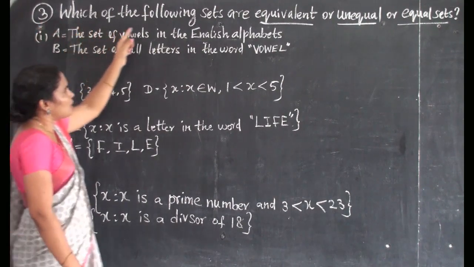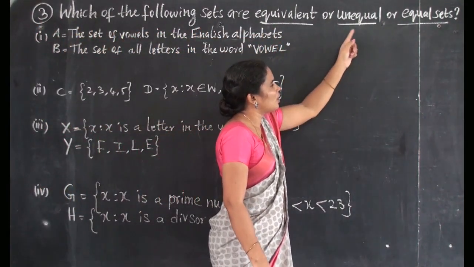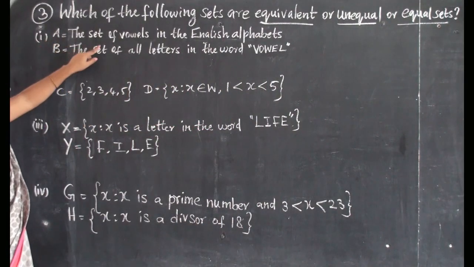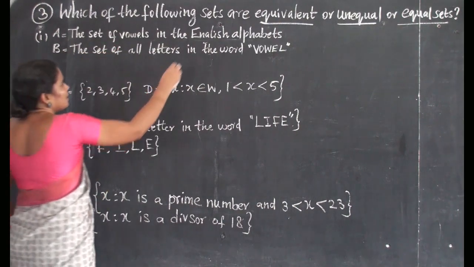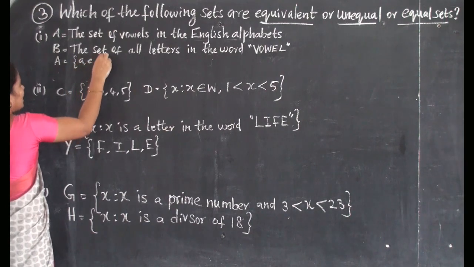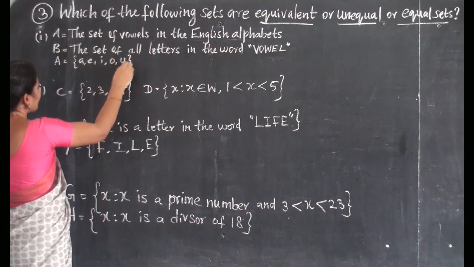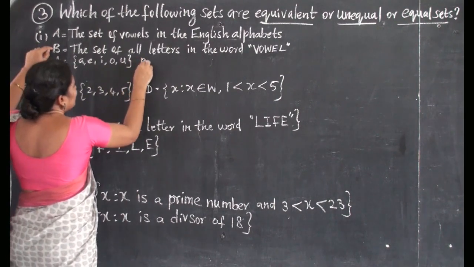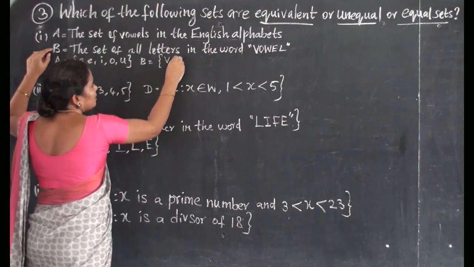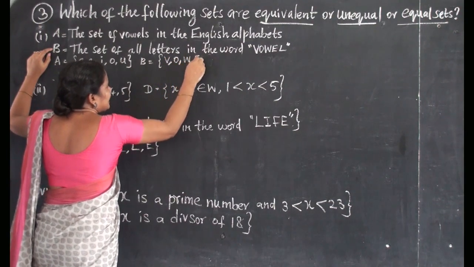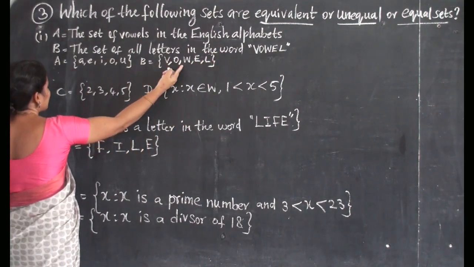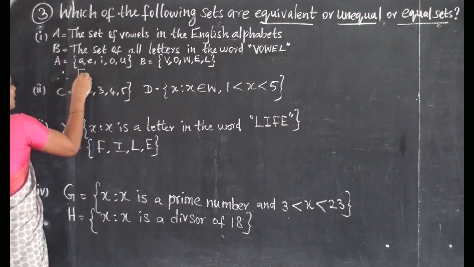Question number 3. Which of the following sets are equivalent, unequal or equal sets? Sub-question 1. A is equal to the set of vowels in the English alphabet. What are the vowels of the English alphabet? A, E, I, O, U. And B is equal to all the letters in the word vowel. Write in listing form: B, O, W, E, L. Here in both A and B we have different elements. So it is an equivalent set.